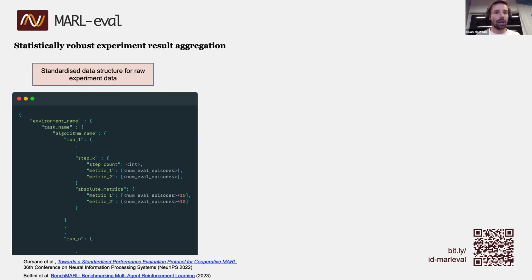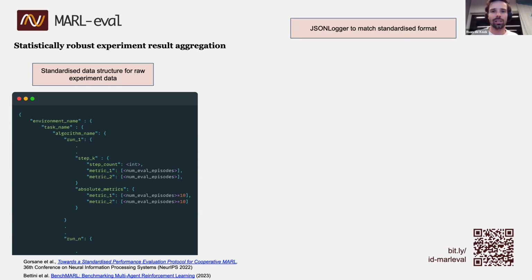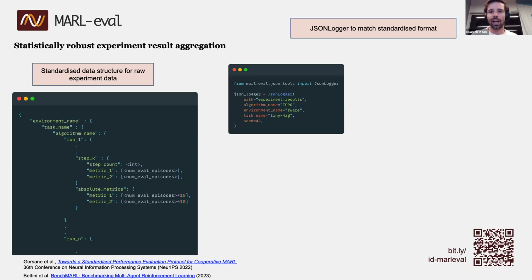Of course, to be able to build this abstraction tool to aggregate data for you, we called for a standardized way that this experiment data should be logged in this JSON format. But we know that this can be rather tedious. And so following on from work that was done by Benchmark, we wrote the JSON logger that can write all of your experiment data in the required format for you.